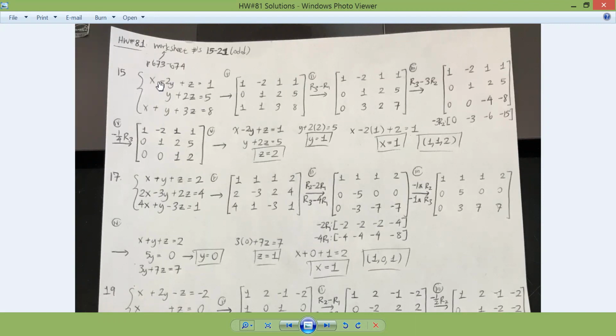Number 15 was x minus 2y plus z equals 1, y plus 2z equals 5, x plus y plus 3z equals 8. So first thing you do is you write the augmented matrix. You have 1, negative 2, 1, 1, 0, 1, 2, 5, 1, 1, 3, 8. Okay. So first thing I'm going to do, we already have a 0 there in the second row, but I want a 0 also in the third row. So I'm going to do R3 minus R1. So 1 minus 1 is 0, 1 minus negative 2 is 3, 3 minus 1 is 2, 8 minus 1 is 7.